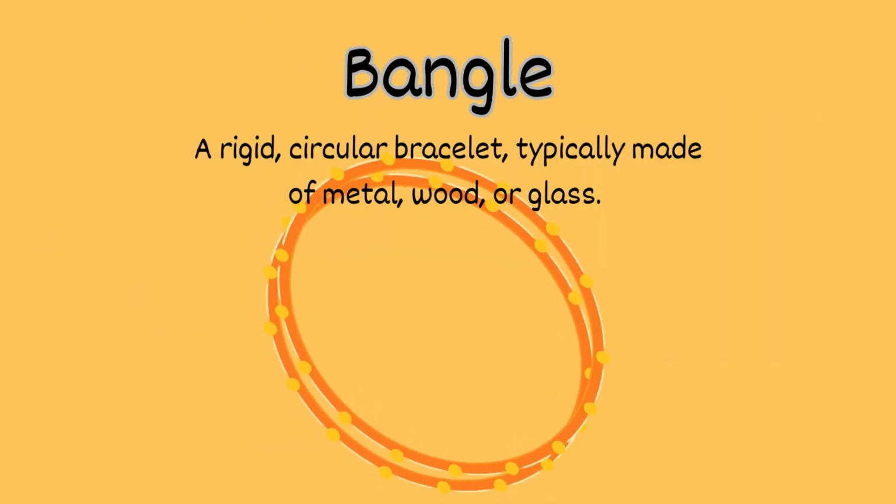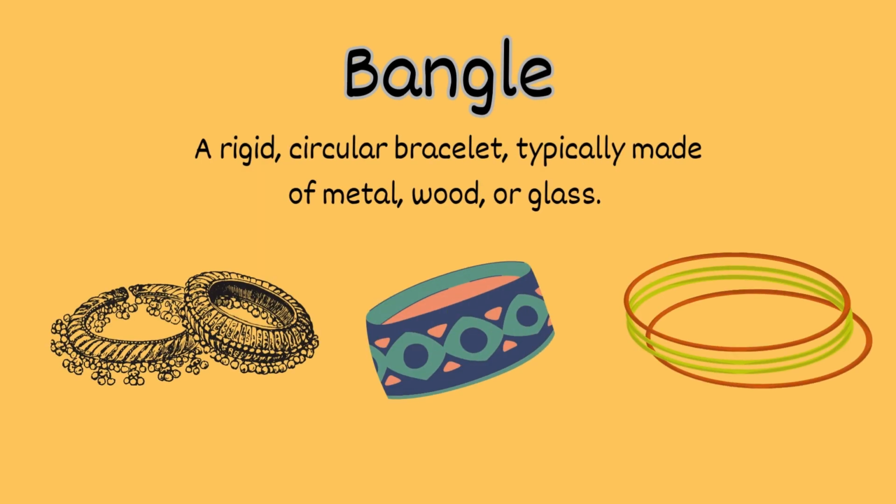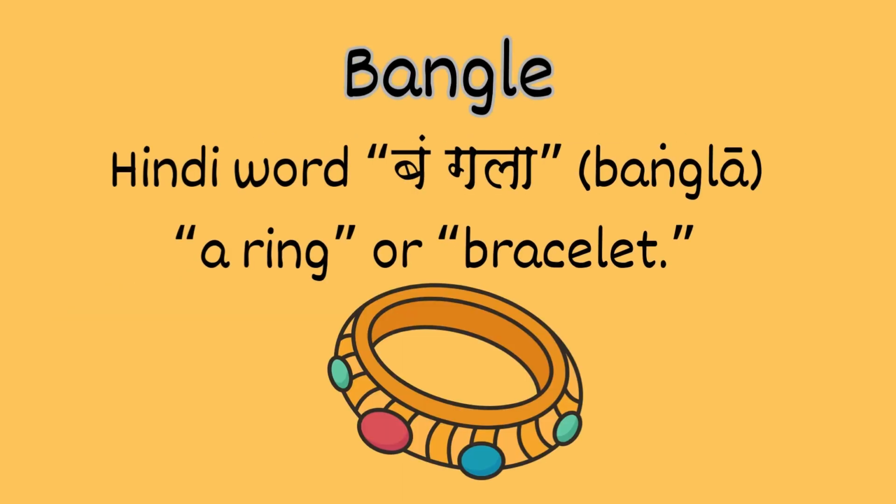Bangle. In English, a bangle is a rigid, circular bracelet typically made of metal, wood, or glass. It comes from the Hindi word bangla, which also means a ring or bracelet.